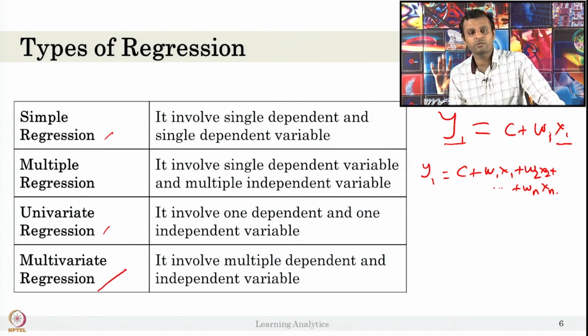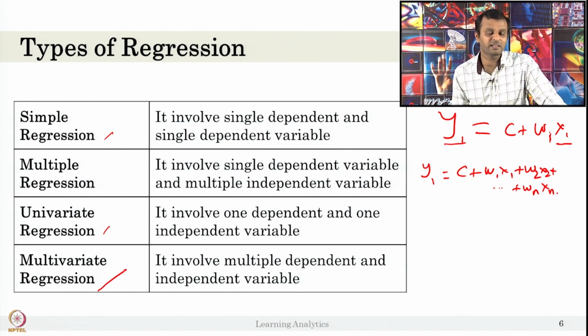It involves multiple dependent and multiple independent variables. It is not y1, you might have yi, like you might predict y1, y2, y3 also, that is possible. We will not talk about that, that is not needed here. Let us think about simple regression and multiple regression, that is all, the first three things.